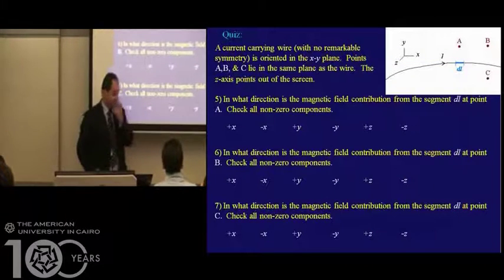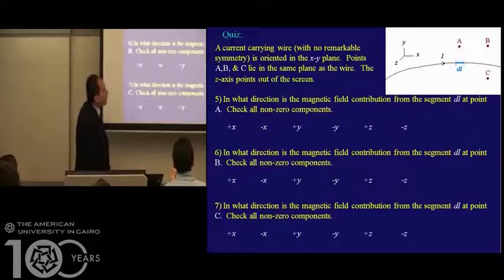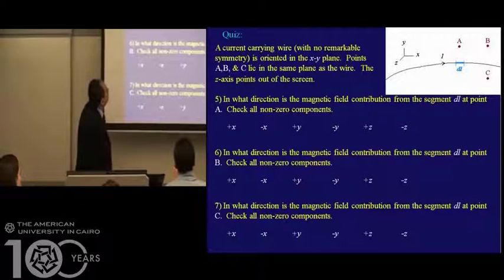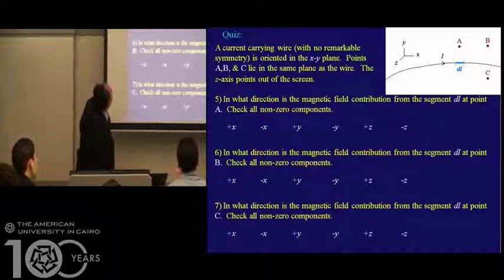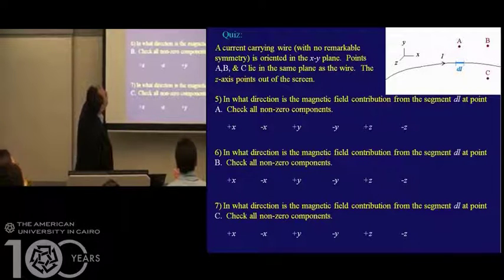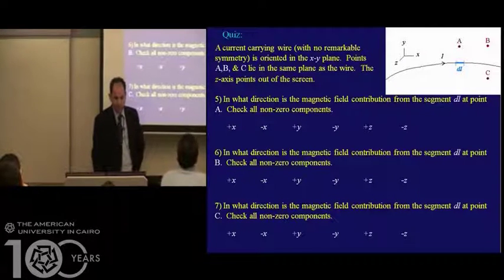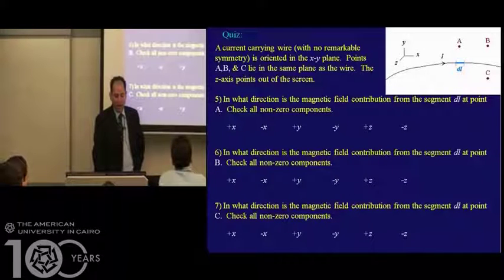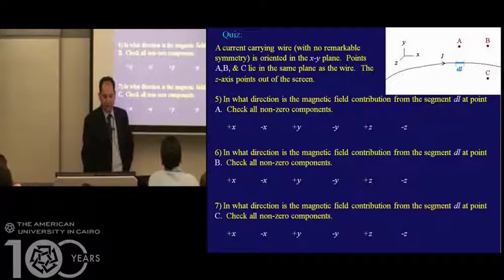Saying that, and looking at that problem in here, I have a wire that carries a current I, and I need to find out the direction of the magnetic field at points A, B, C. A current carrying wire with no remarkable symmetry. There is no symmetry of that wire, and the wire is oriented in the XY plane. The points A, B, C are in the same plane. Now, in what direction is the magnetic field contribution from the segment dl at the point A?